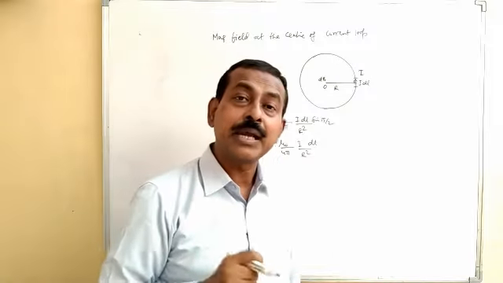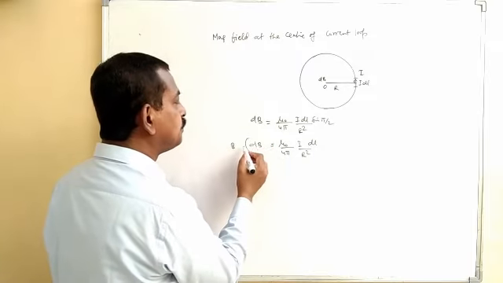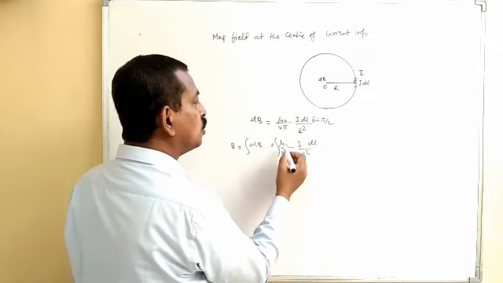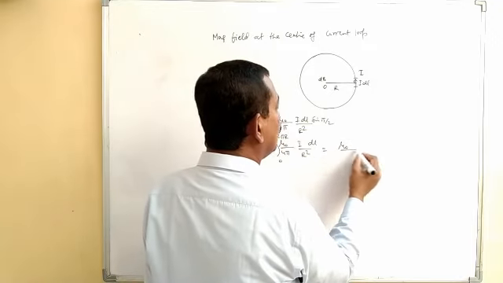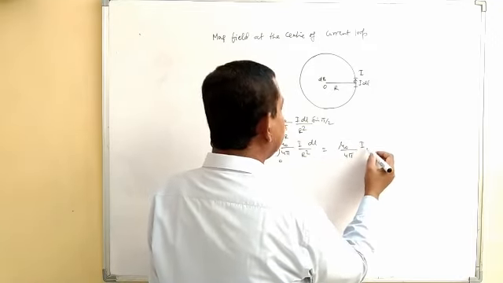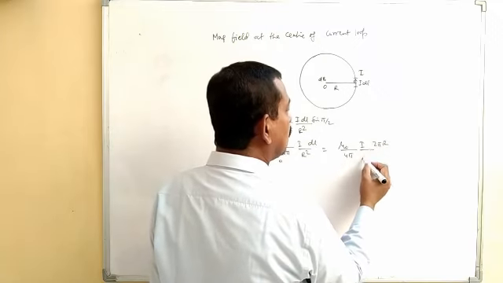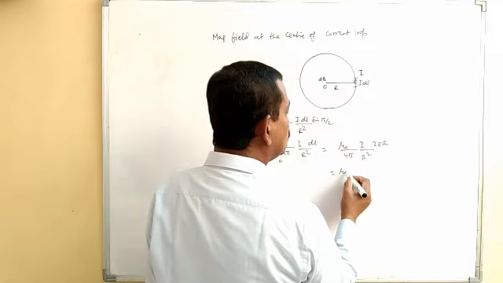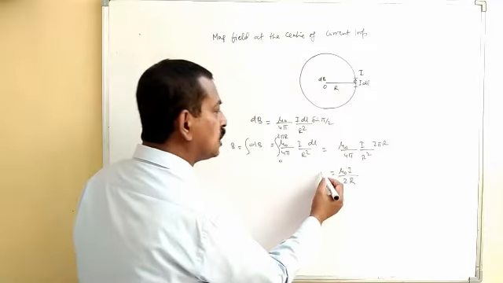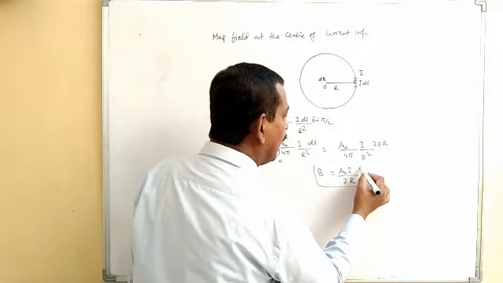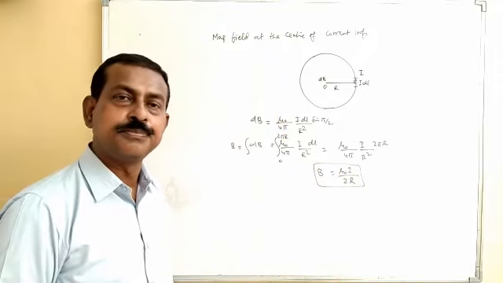If you want total magnetic field, we'll have to integrate it. So we'll integrate this one, 0 to 2 pi r. And this is your mu naught by 4 pi I. Integral of dl will give you ultimately 2 pi r by r square. And this is your mu naught I by 2 r. So this is the magnetic field at the center of the circular current carrying loop.